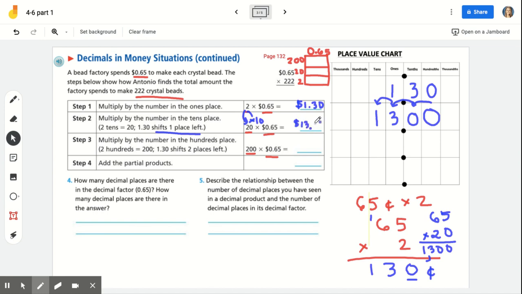$13.00, $13, and then keep that in your place value chart. We have one more step to do. Step number 3, multiply the number in the hundreds place. We're going now to 200 times 65 cents. And here's their hint down here.